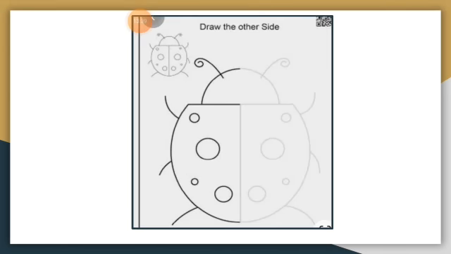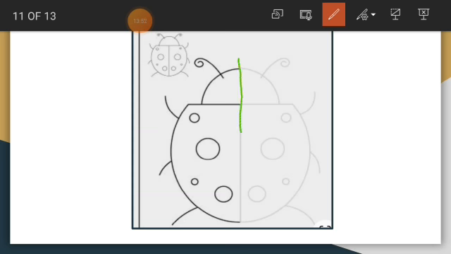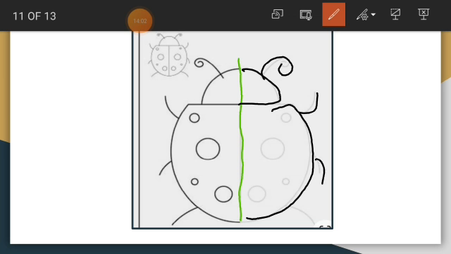Okay, now yes, on this slide we have a ladybird. Now we have to draw the other side also with the same method. First I will draw the line of symmetry, then I choose my black color and I will complete the other side also with the same lines. I will draw this ladybird. I am just tracing that one. Okay, now see, both sides are same. So this is also an example of line of symmetry.